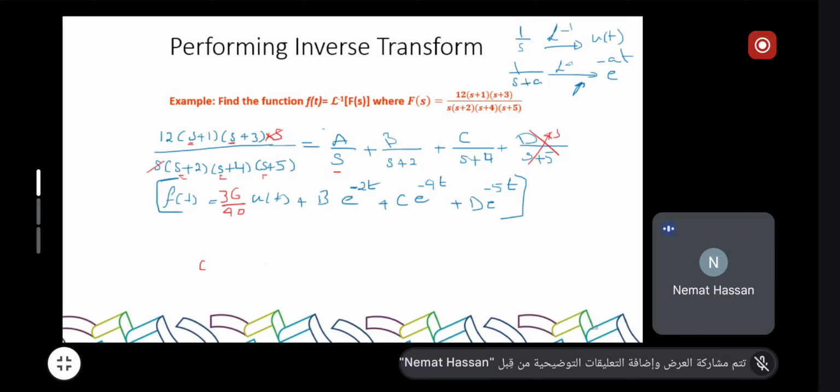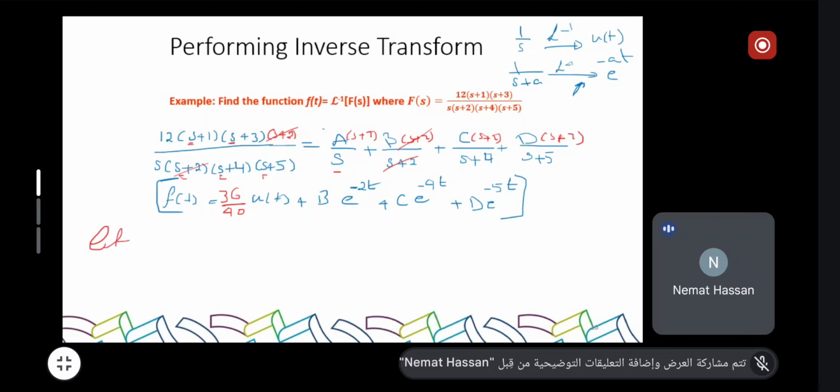So all you have to do, remember, to find the variable value, is multiply both sides of the equation by that variable's denominator. So in this case, in order to find B, I'm going to multiply everything by S plus 2. Everything is to be multiplied by S plus 2. And these two cancel each other out, and these two cancel each other out. And then I'm going to find which value will make S plus 2 equal 0, so that everything multiplied by S plus 2 will be eliminated.